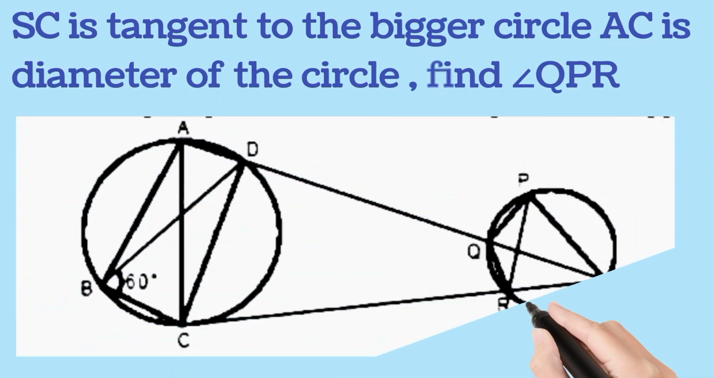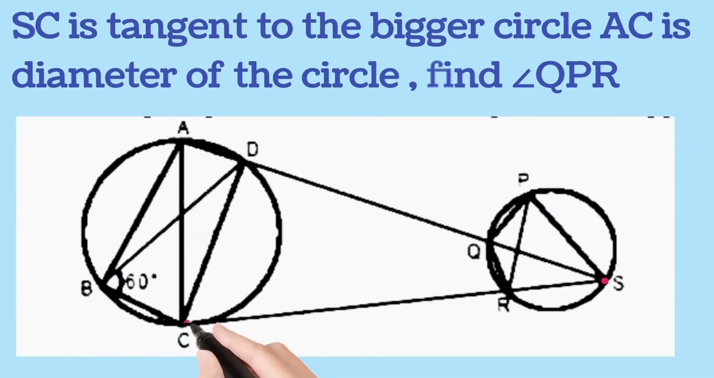So here is another interesting question in which it's given that SC is tangent to the bigger circle, AC is the diameter of the bigger circle, then find angle QPR. So let's see how to solve this question.